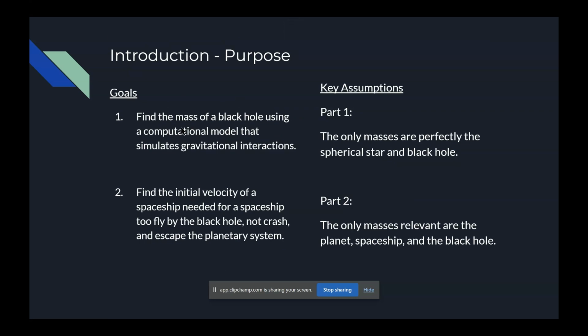The first part, we're going to find the mass of the black hole using a model, and the model is going to have a perfectly spherical or circular star and black hole, and they're just going to be in space together, nothing else. You're going to need to assume the same for the second part. And in this part, we're going to find the initial velocity of a spaceship just by trial and error, just plugging in numbers and seeing what happens. And you just want the spaceship to fly by the black hole, not crash into the star, not crash into the black hole, and escape the system.